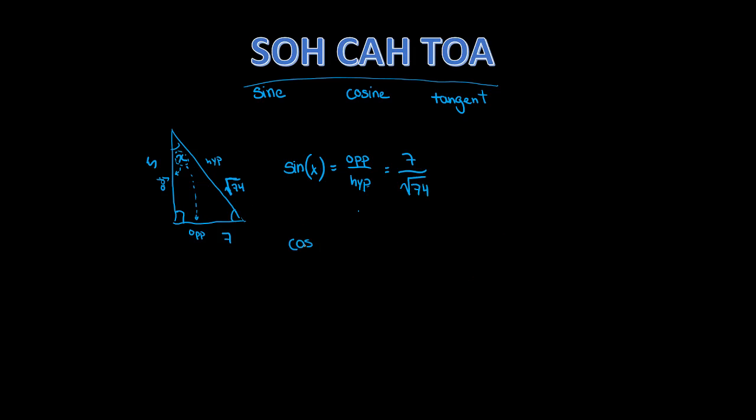Cosine x is going to be, I'm sure you've figured it out by now, the A stands for adjacent, so it's going to be 5 over square root of 74. Oh, I should say this is adjacent over hypotenuse. And finally, our tan x is going to be our opposite over our adjacent, which is 7 over 5. So that in a nutshell describes SOHCAHTOA.